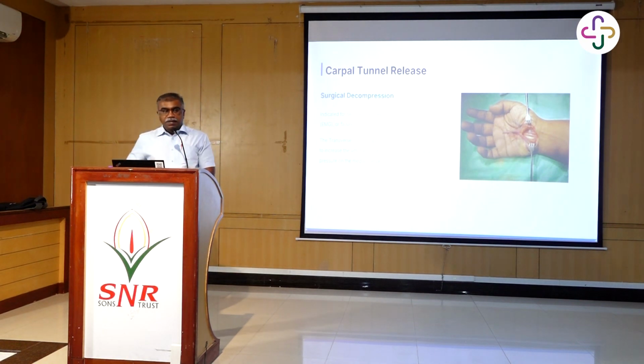In severe cases where the nerve conduction velocity is more than 5 milliseconds and there is a failure of conservative management, you go for a carpal tunnel release. So this is done typically under local anesthesia. You can give a median nerve block and an infiltration over this area. Then you incise the skin, incise the palmar fascia, then you will see the transverse carpal ligament. You incise the transverse carpal ligament completely.